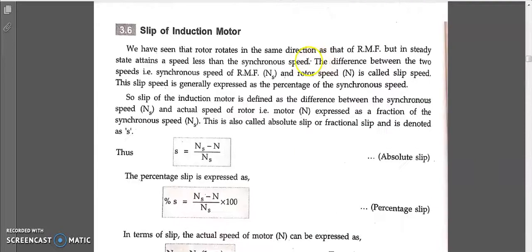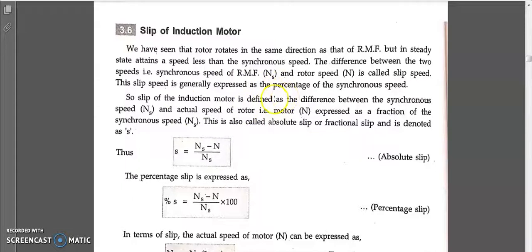So now let's see what is the slip of an induction motor. What exactly is slip? Don't confuse this slip with the slip ring induction motor. The slip ring induction motor is different and the slip is different. Slip is basically the difference of two speeds. What are the two speeds? One speed is your synchronous speed, which is present in the stator. The other speed is the motor speed, that is present in the rotor. We know that ns is always greater than n, so the difference, ns minus n, will give you slip.